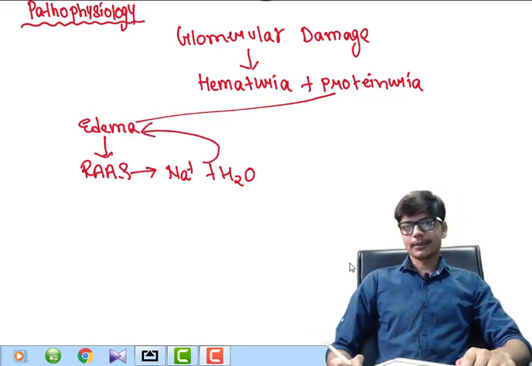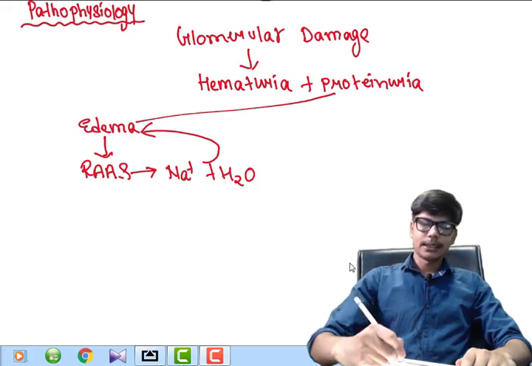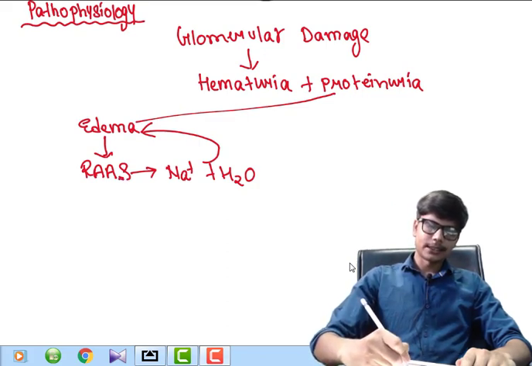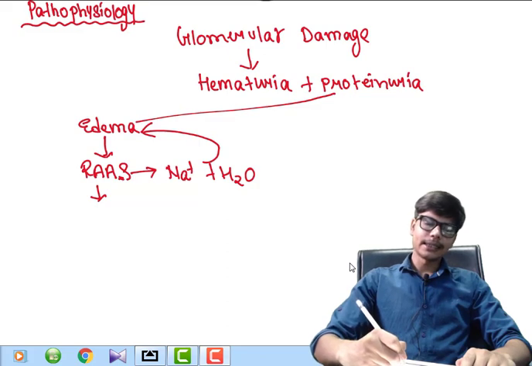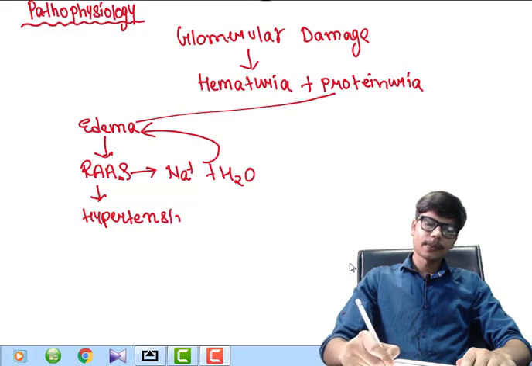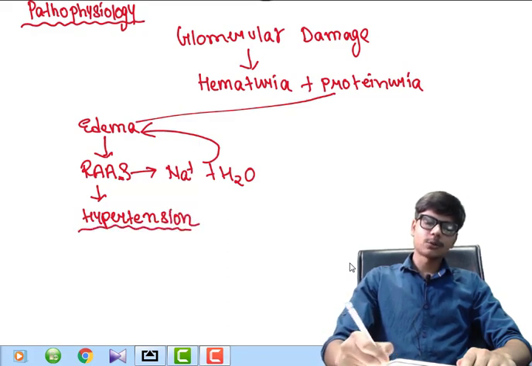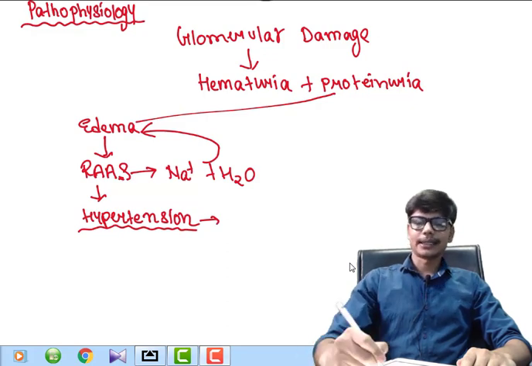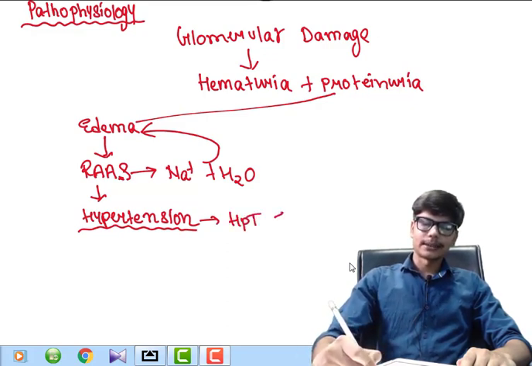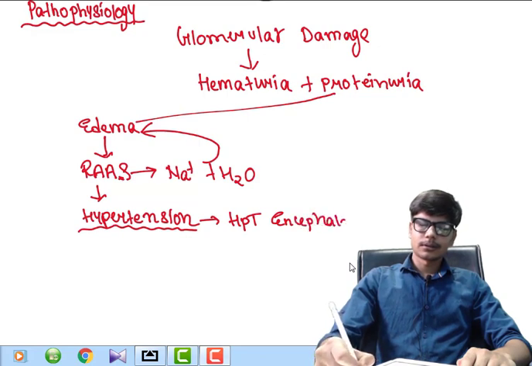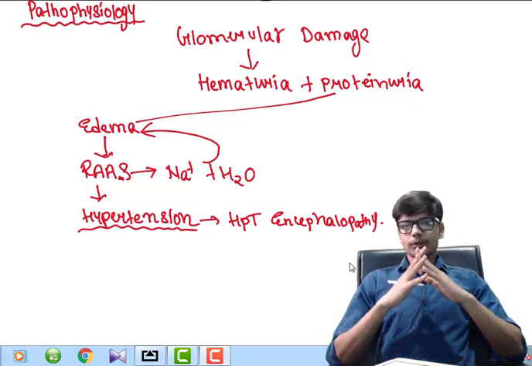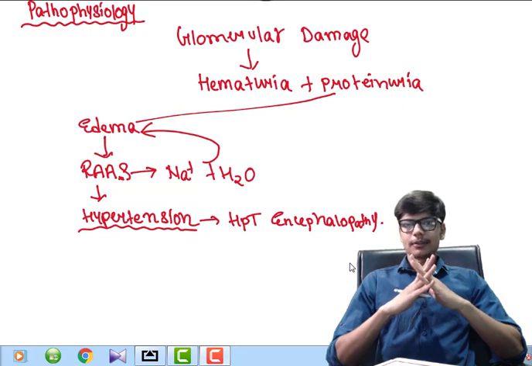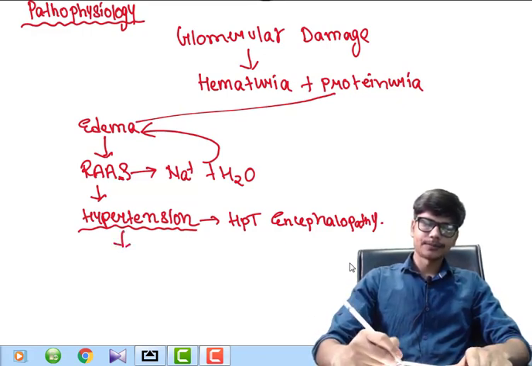As well, when there is activation of the renin-angiotensin-aldosterone system, it causes release of angiotensin II, which is a potent vasoconstrictor, and it leads to hypertension. Sometimes the hypertension is so severe that it can precipitate hypertensive encephalopathy as well as heart failure.